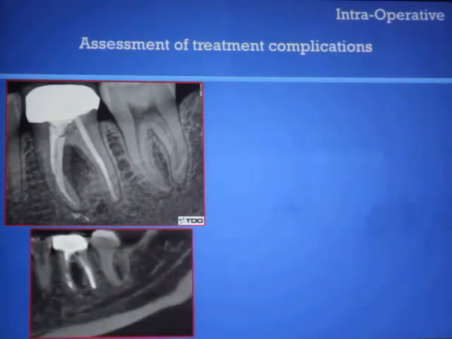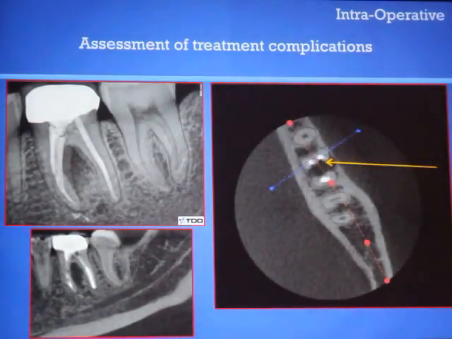But when we take a conebeam CT, we can see a large furcation bone loss. But on an axial view, you can see there is a strip perforation on the lingual aspect of the mesial root.